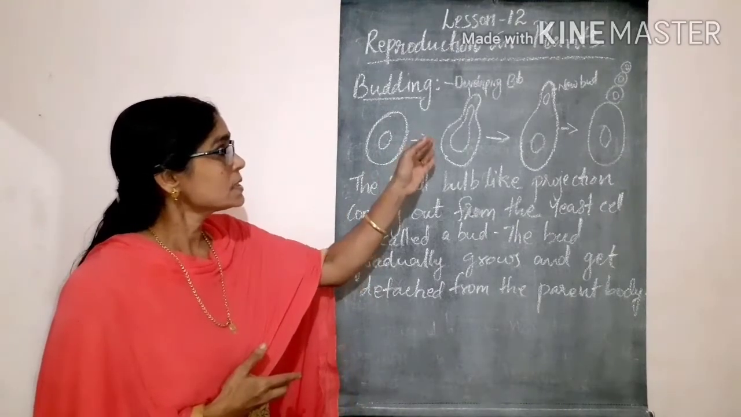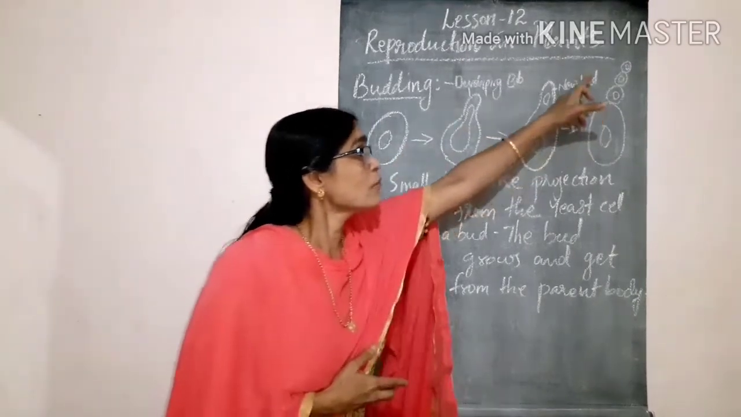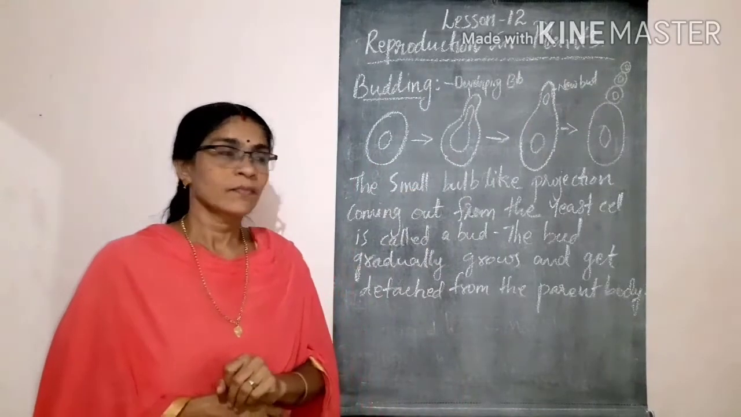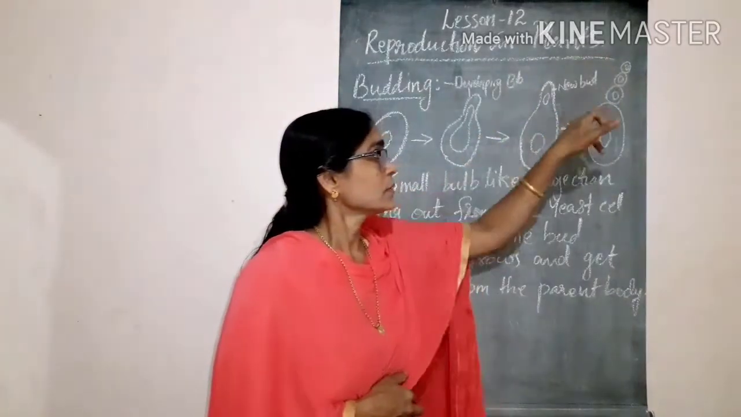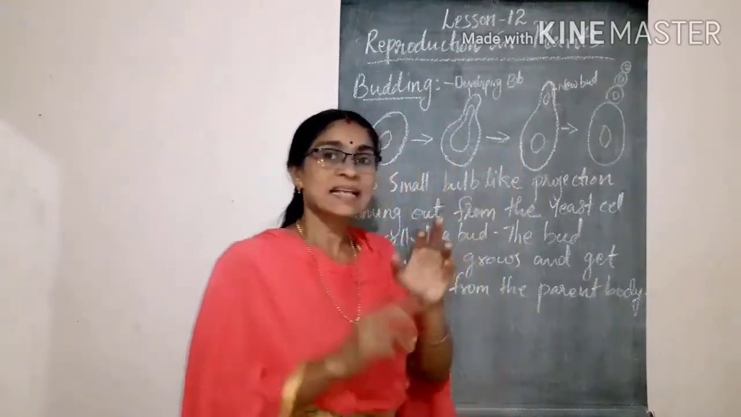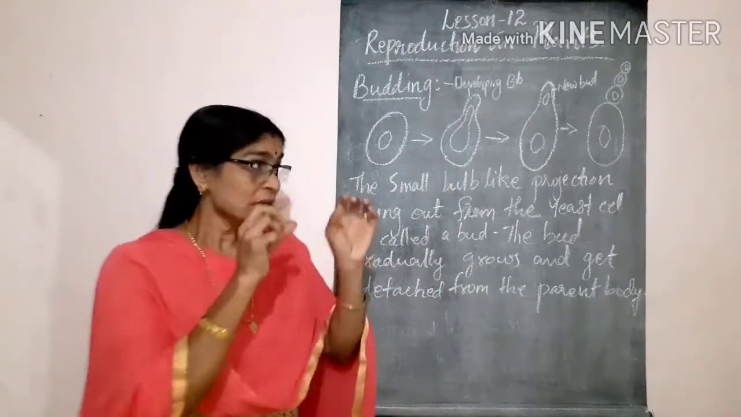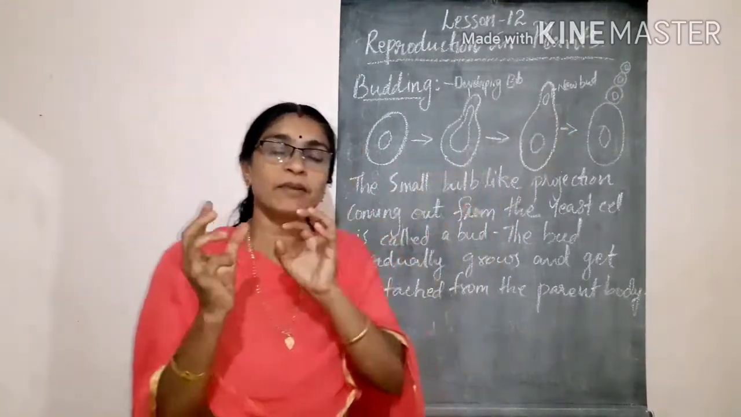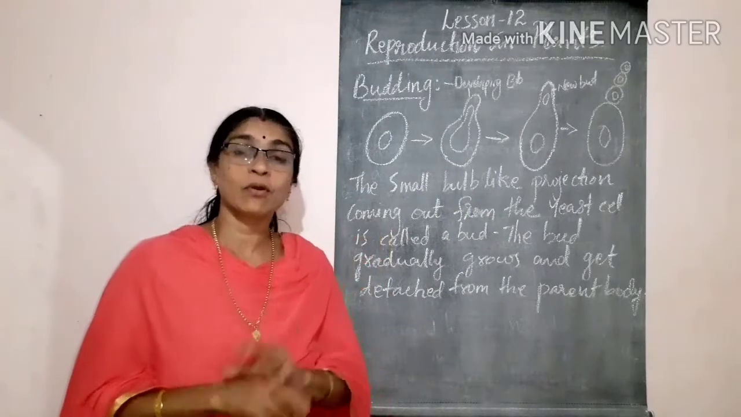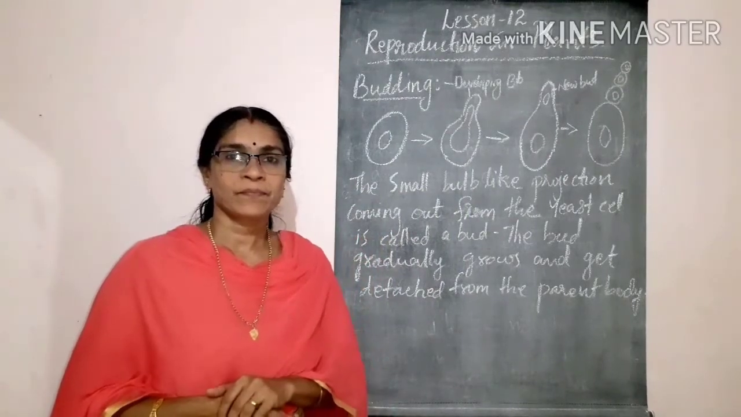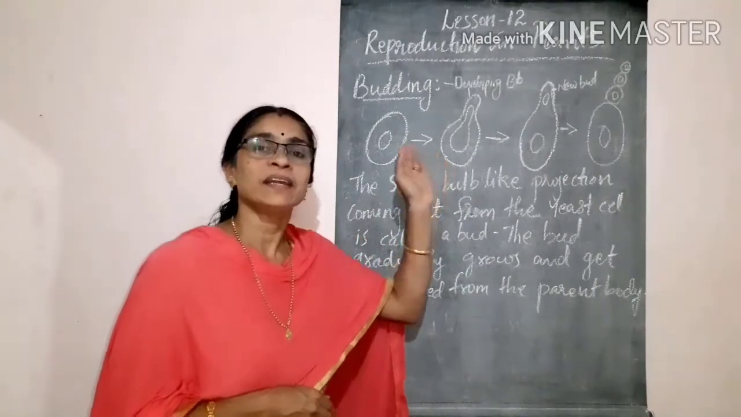Sometimes the yeast cells produce a chain of buds, one after the other. You can see here 3 buds as a chain. From each of those buds, they give rise to a new individual or offspring. And this process is carried out by yeast.